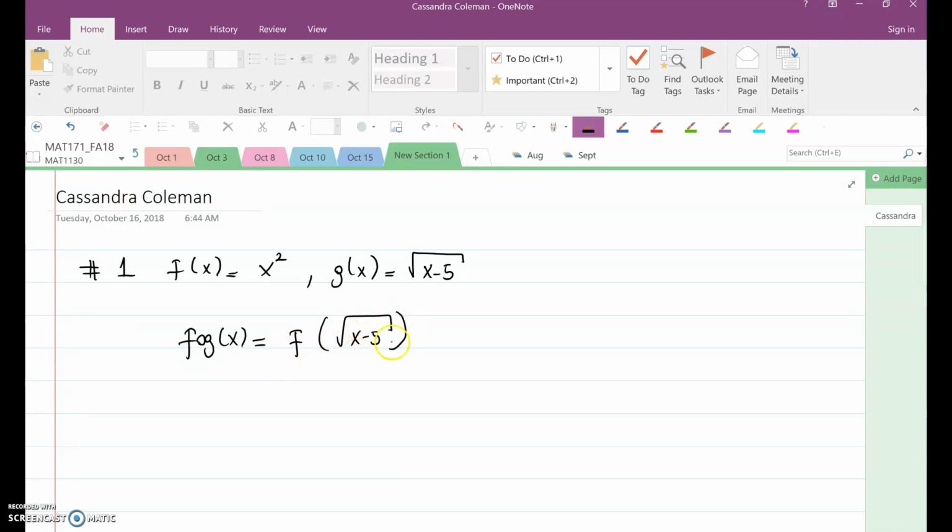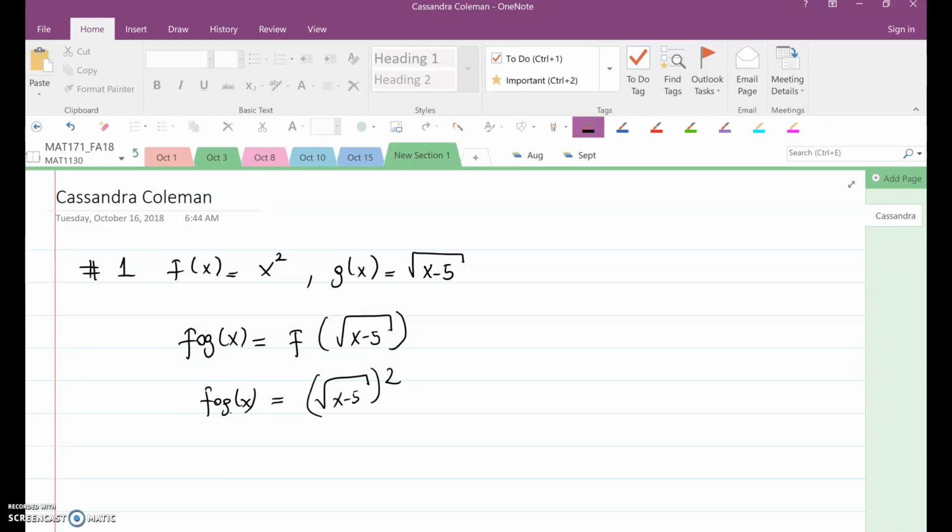this, and everywhere we see x on f of x, we're going to plug in x minus 5, square root of x minus 5. Then it will be square root of x minus 5 squared. This is f of g of x.